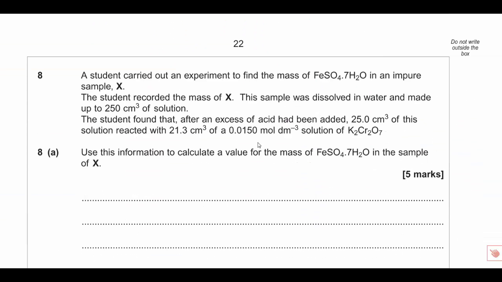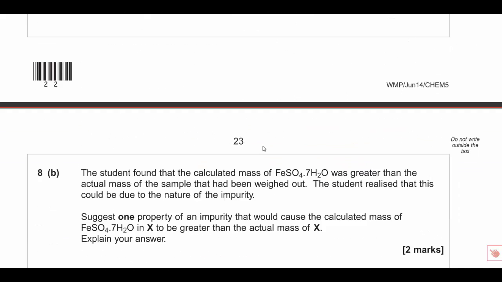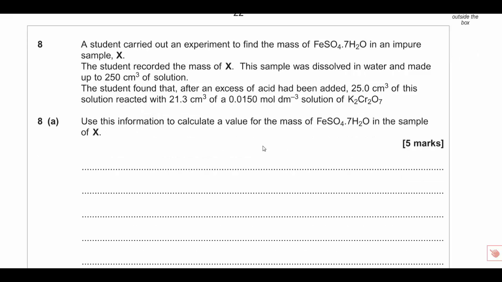So we're on question 8, and we're not a million miles away from the end now. What have we got? Just those two there. Almost, so close. A student carried out an experiment to find the mass of FeSO4 7H2O in an impure sample X. The student recorded the mass of X. The sample was dissolved in water and made up to 250 centimetres cubed of solution. The student found that after an excess of acid had been added, 25 cm³ required titration. Nice ending question.